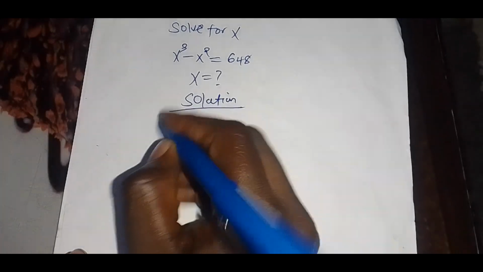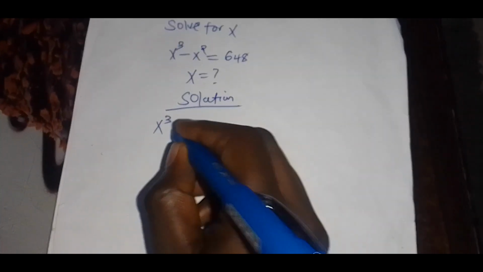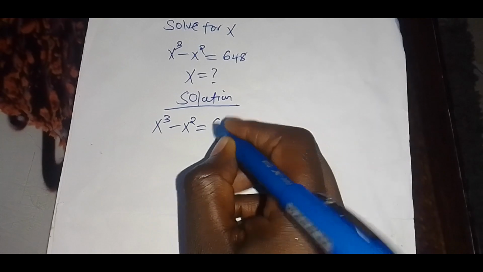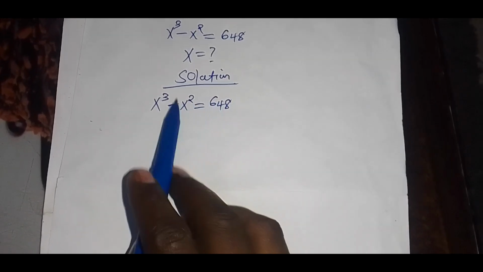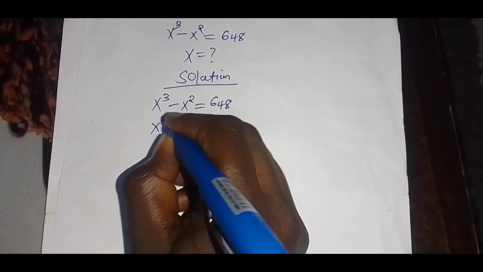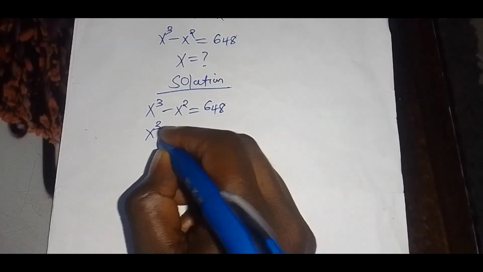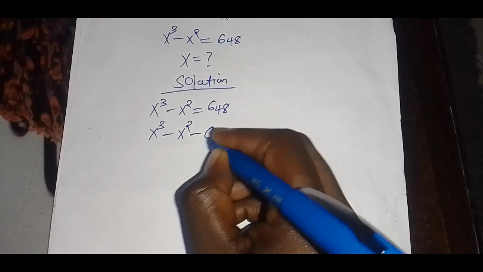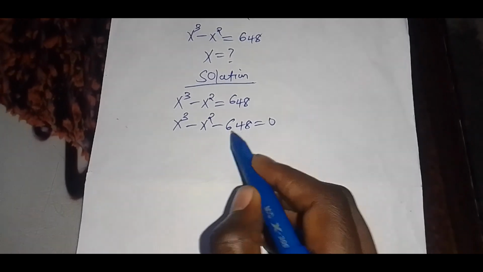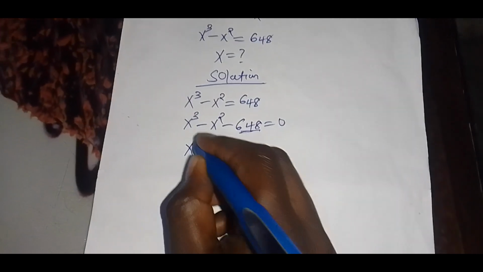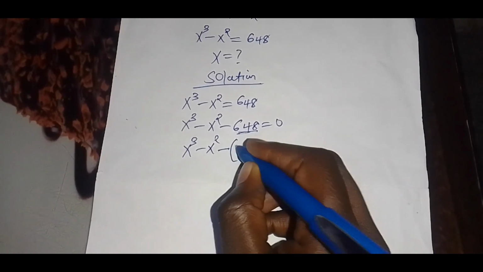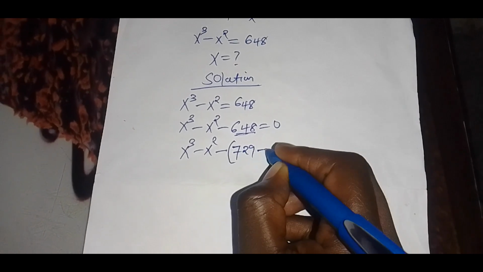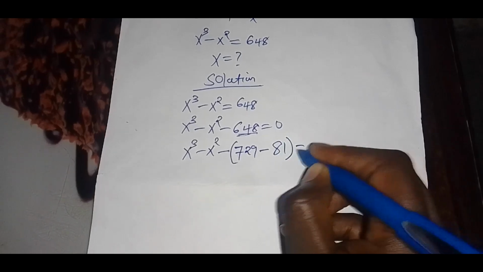So we have x cubed minus x squared equal to 648. We can take this 648 to the left hand side, so that we'll have x cubed minus x squared minus 648 equal to 0. Now we can express this 648 as 729 minus 81.